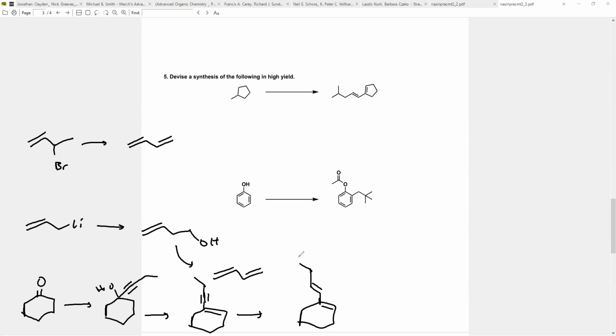Something like that, right? So just ways of making dienes, just possibilities, things to think about.